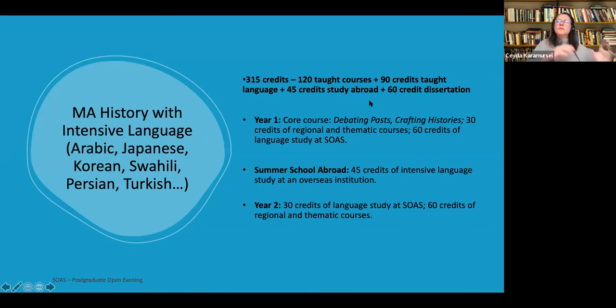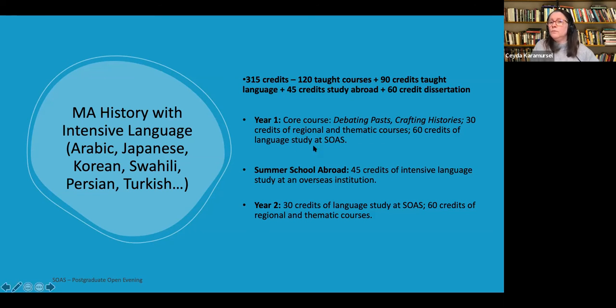Speaking of languages, this brings me to the second MA program that we offer, based at the History Department, and that's the History and Intensive Language Program. Again, a similar list of requirements you can see on the screen. Credit-wise, it's the same structure as the MA History Program, with added intensive language units, which is about, I think, 135 credits. It's a two-year program.